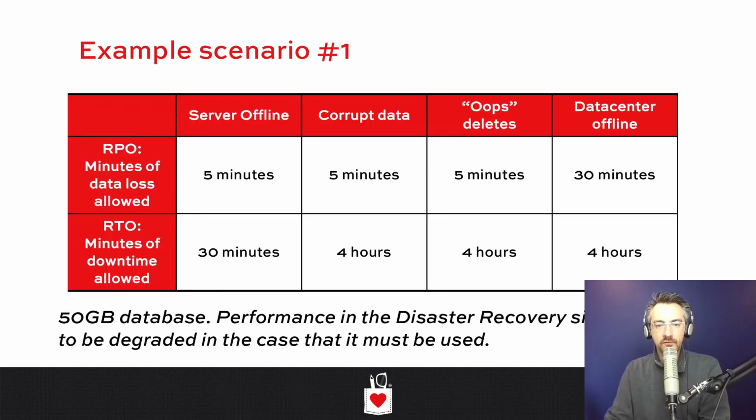And this is how people frequently get incentivized into using log shipping. Say that for my server offline scenario, in the event of a high availability bump in the night, I'm willing to lose 5 minutes of data and be down for 30 minutes. In the event of database corruption, I'm willing to lose 5 minutes of data and be down for 4 hours. In the event of oops deletes, I'm willing to lose 5 minutes of data and be down for 4 hours. In the event of the data center being offline, I'm willing to lose 30 minutes of data and be down for 4 hours.